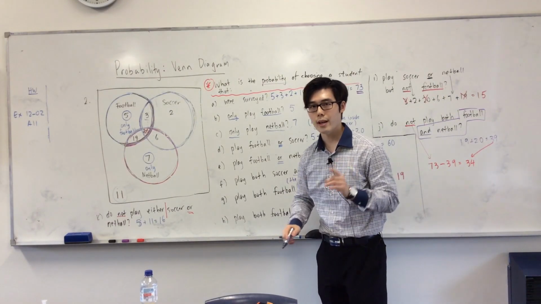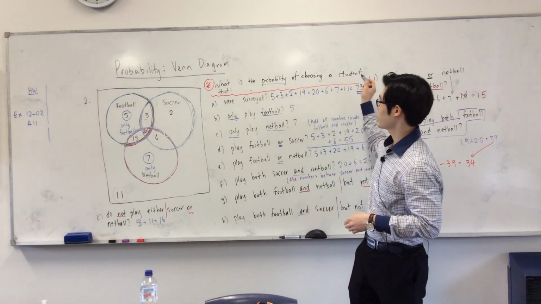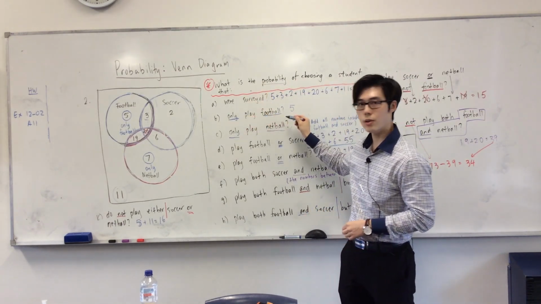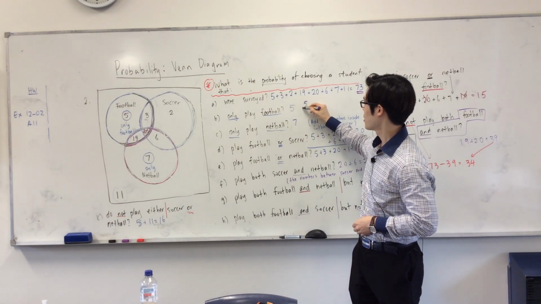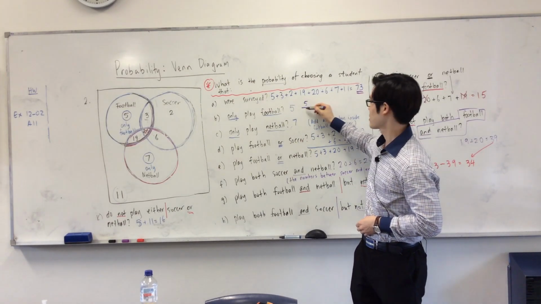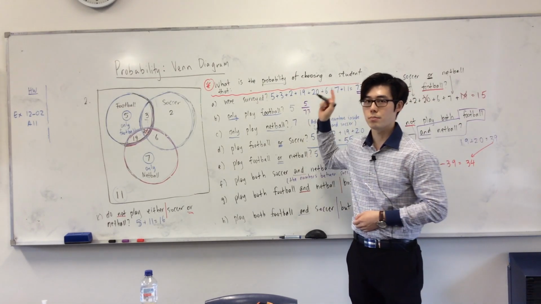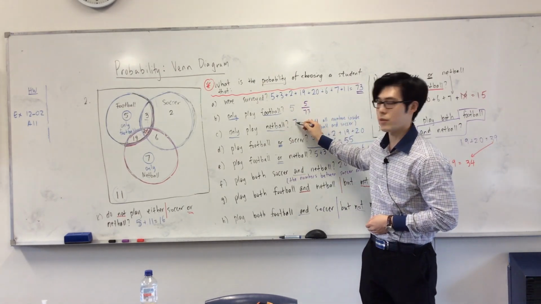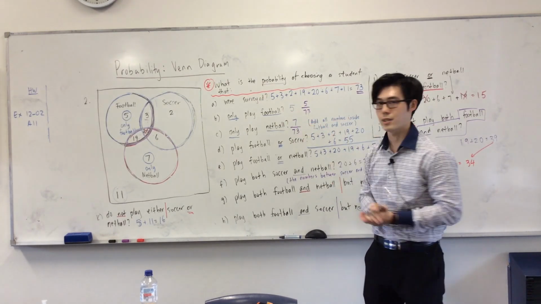Now just one more thing. If I change the question and said, what is the probability of choosing a student that only play football? What you need to do is get that number and put it over a fraction over the total number of students, 73. Okay? So that would be your answer if they ask you what the probability is. You just have to basically get your answer and put it over 73 or the total in your question. Okay?